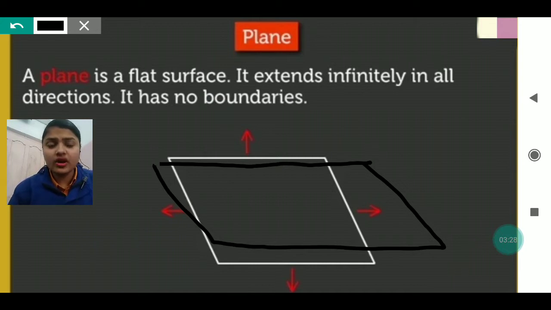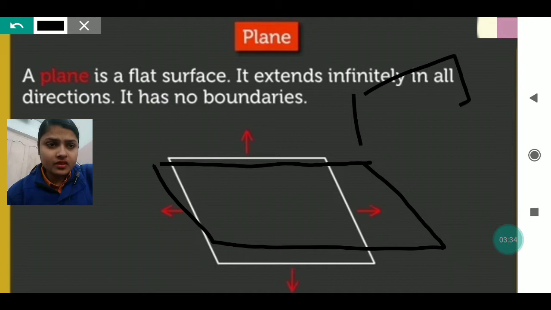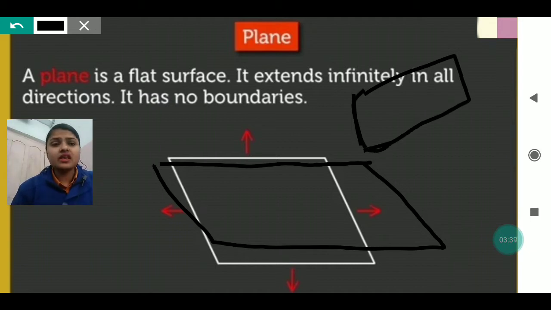As you can see, the square which I have drawn here is a plain flat surface. In the same way, when we draw a rectangle, it is also a plain flat surface, and it can be extended infinitely. Infinite means there is no limitation. It can be extended as far as we want.